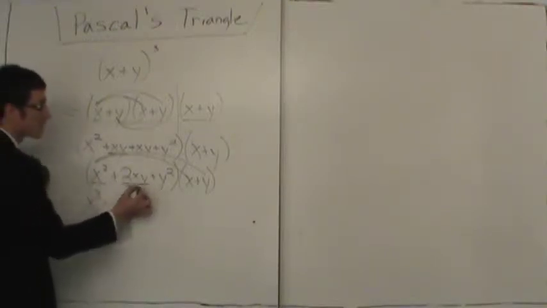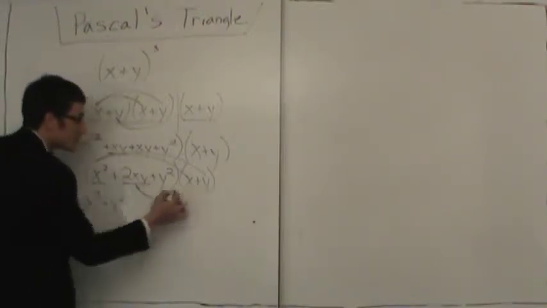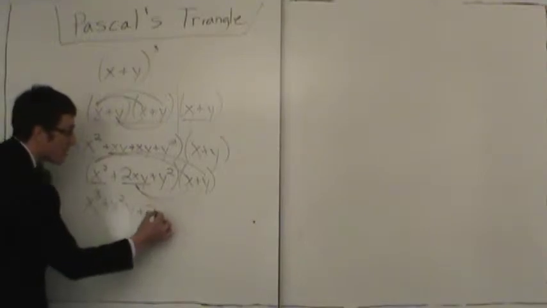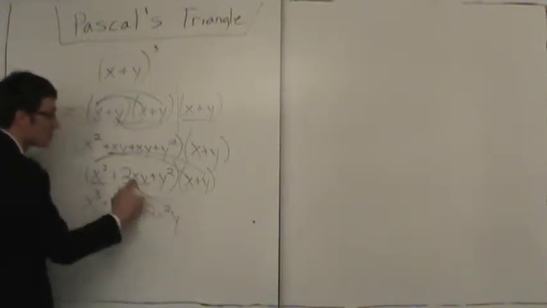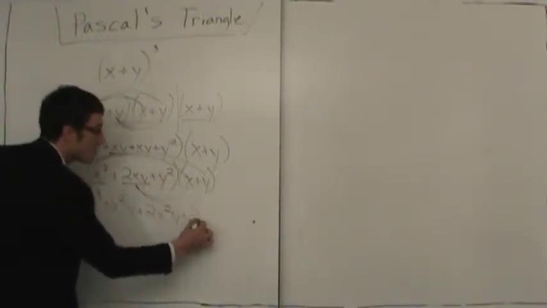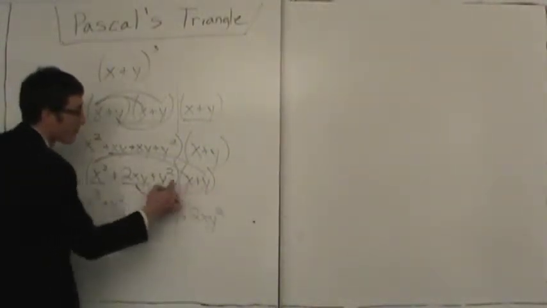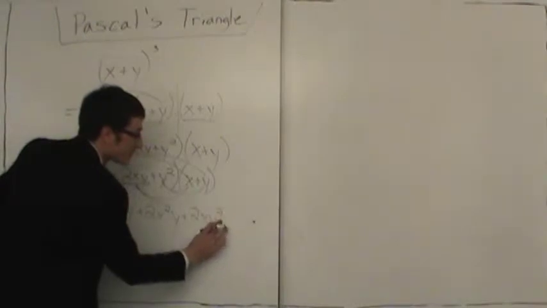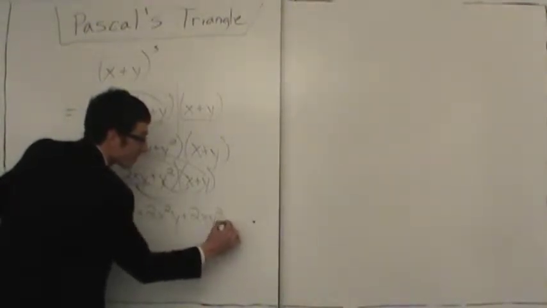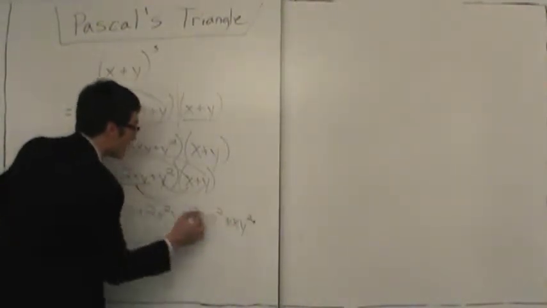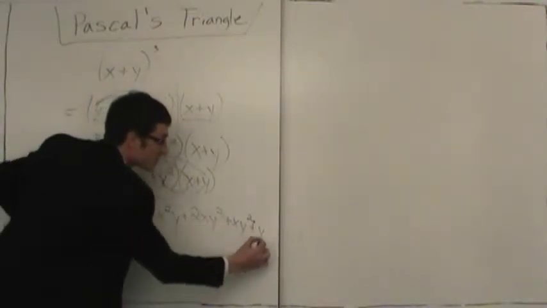And now take the 2xy, multiply by both. 2xy times x is 2x squared y. 2xy times y is 2xy squared. And now take the y squared, multiply by both. y squared times x is what? Plus xy squared, and now the y squared times the y is y to the third.